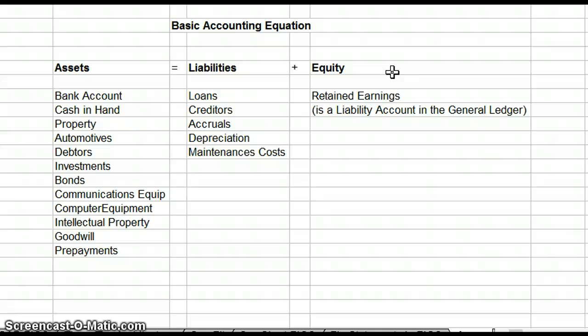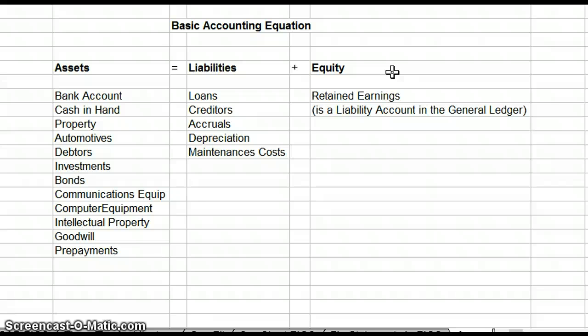Now the reason why this retained earnings is significant in SAP is because whenever you open up a new business account with SAP, one of the things that you have to do is open up a retained earnings account. And this retained earnings account is going to be under the liability account general ledger, because the liabilities and the retained earnings must equal the assets.